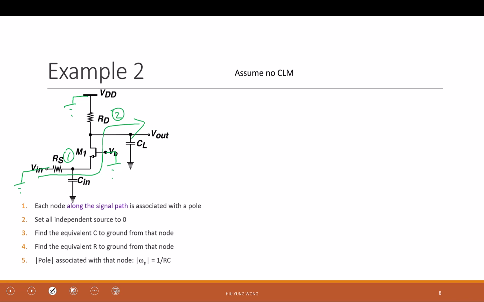So let's start with node 1. I stand here as an electron. I ask myself, what is the resistor that will bring me to the ground? Let's start with capacitor. What is the capacitor that can bring me to ground from node 1? C in, right? I only see C in for what I drew here. Agree, everyone? How about the resistor that can bring me to the ground? RS.